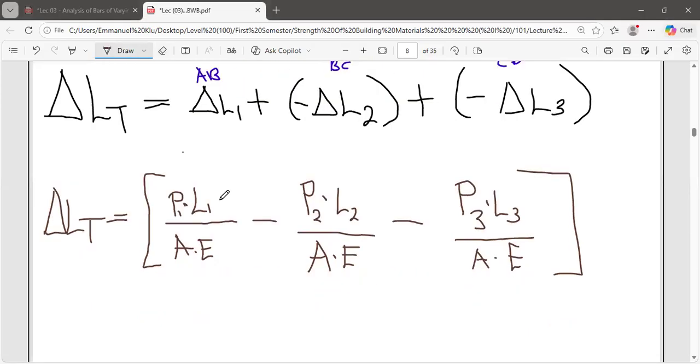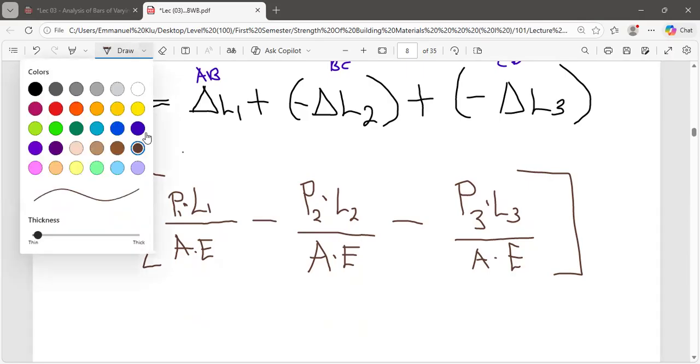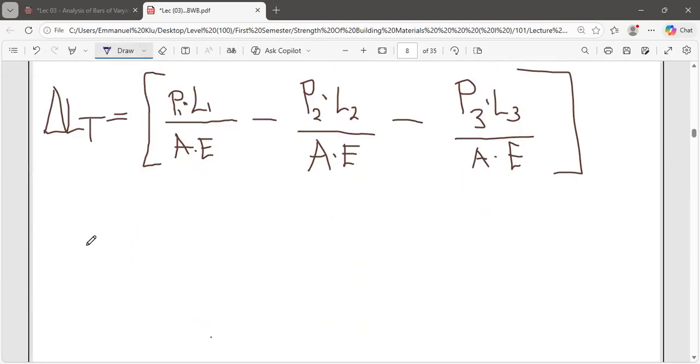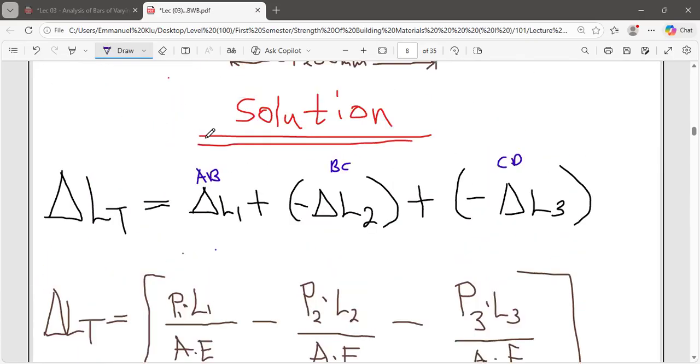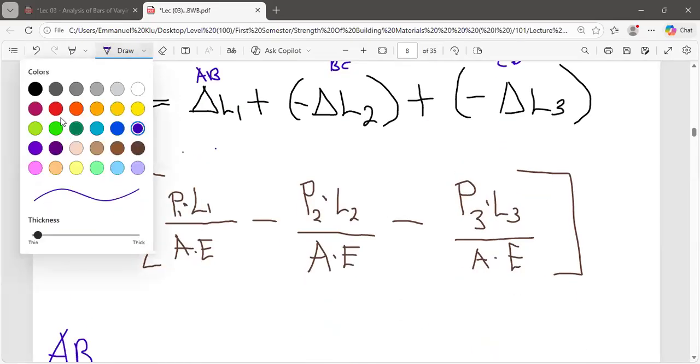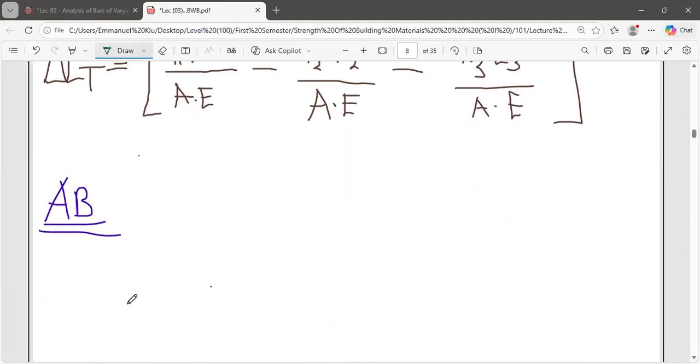Yes. So from here, what do we do next? Let's just pick it step by step, one after the other, and then let's solve. I think that will be more convenient. So let's pick AB first of all. If we pick AB and we want to solve, since AB is in tension, we are still going to just adopt our normal formula.